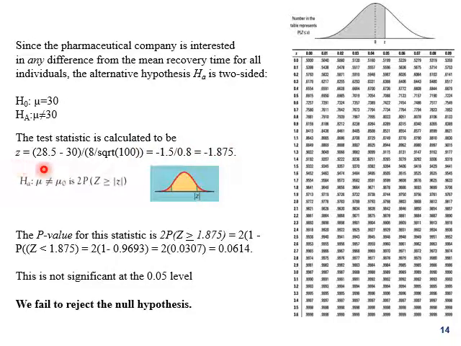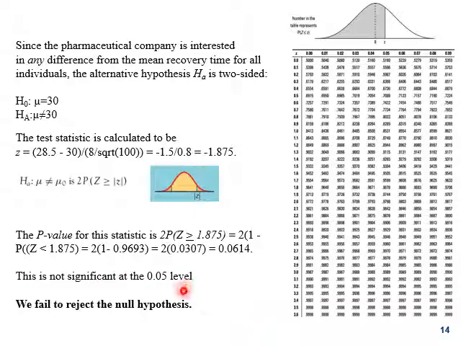We earlier saw that if the alternate hypothesis is two-sided, we use this formula. So we can see the p-value for the test statistic is this, and from this we got the value 0.0614. Our significance level is 0.05, and 0.0614 is larger than 0.05. So we will say that we fail to reject the null hypothesis.